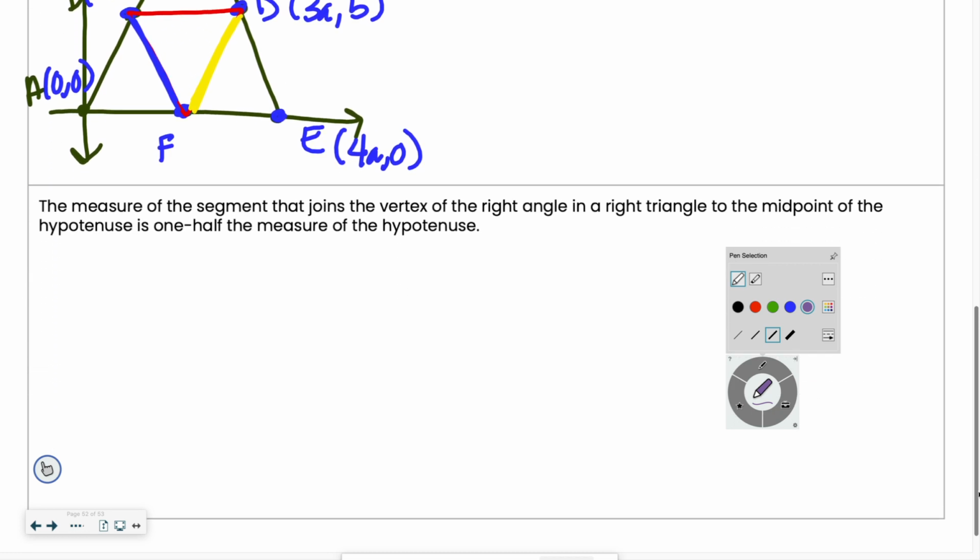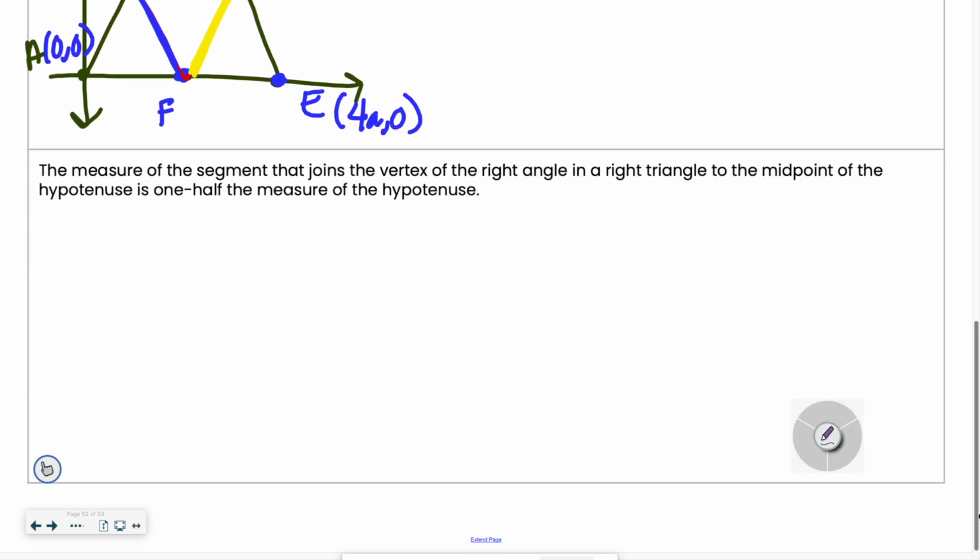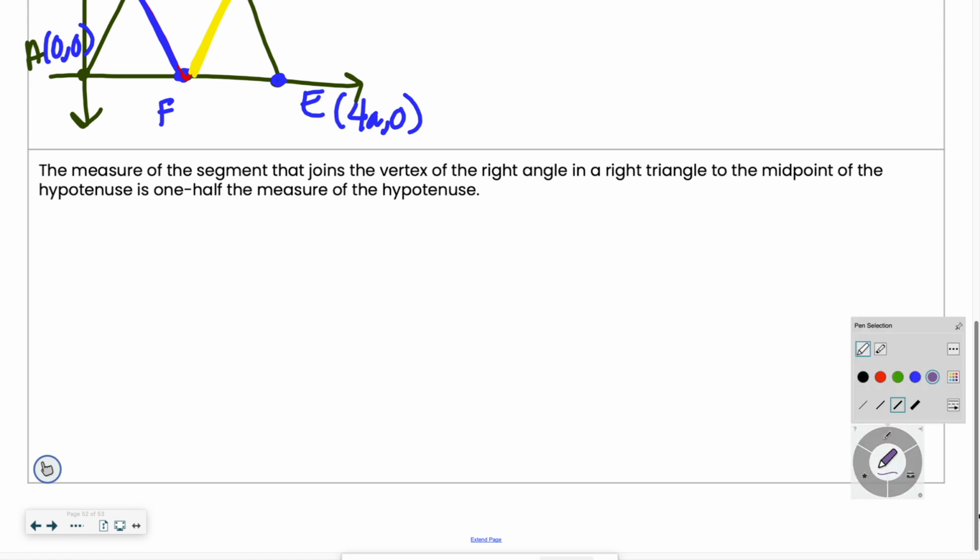Let's do this one. Okay, the measure of the segment that joins the vertex of the right triangle of the right angle in a right triangle to the midpoint of the hypotenuse is 1/2 the measure of the hypotenuse. Okay, this is a doozy.